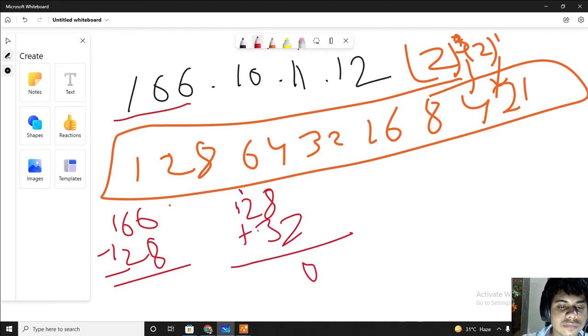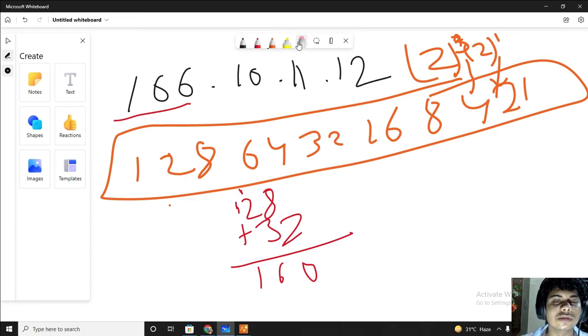160. So I think this is the best technique. Don't follow the other technique; I think this is not that accurate, and this one is much more accurate. You can see that now I am at 160, which is pretty much closer to 166. So now you just have to add 6 to 160.